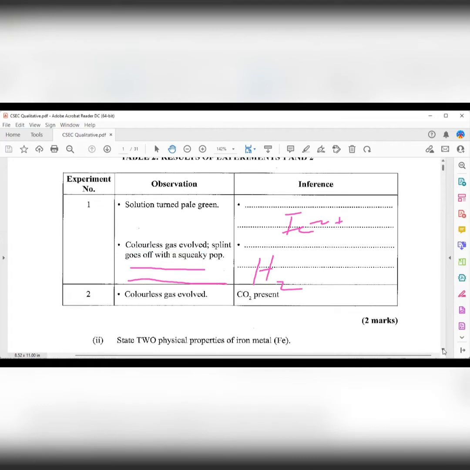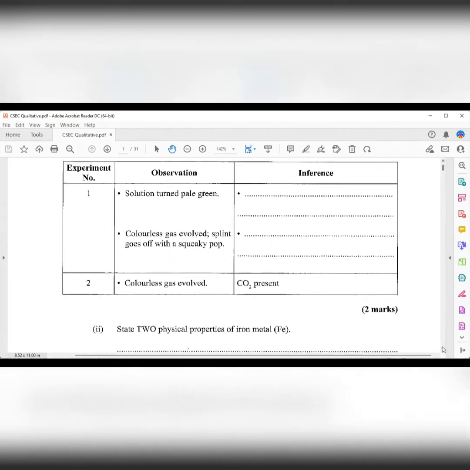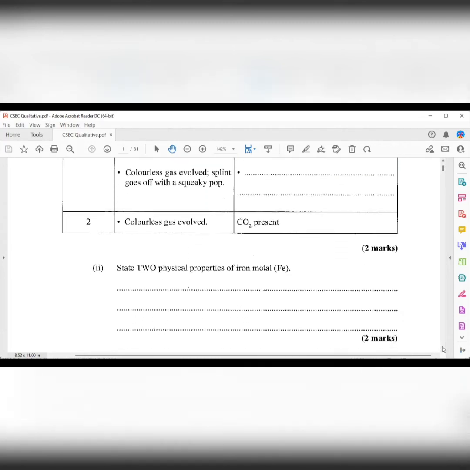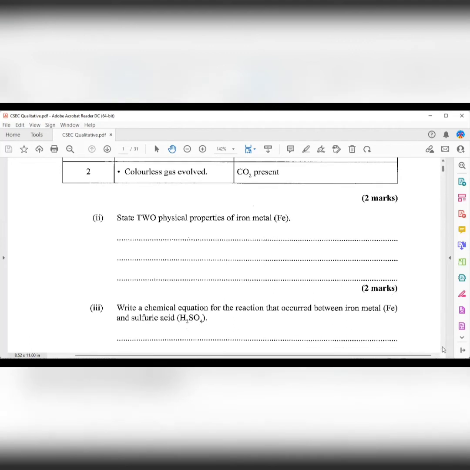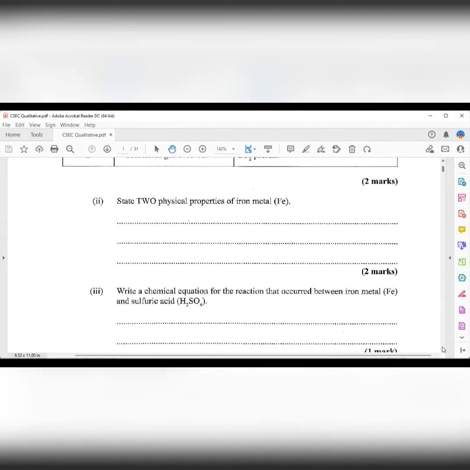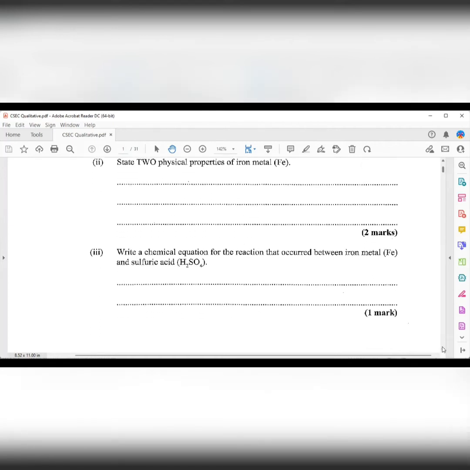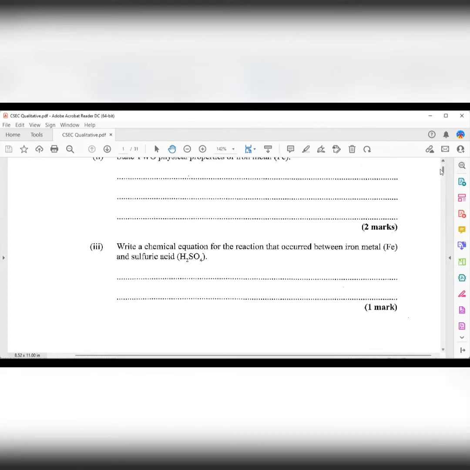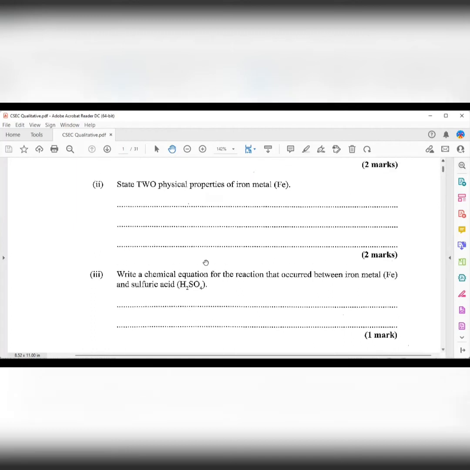All right, so all we're doing really is looking at the observations or the inference and suggesting what would have caused that to happen. Okay, so let us proceed. It says state 2 physical properties of iron metal. Of course, iron is solid. That's a physical property, and it has a high density, high melting point, high boiling point. For this one, this is not really qualitative per se. This question is more about metals and non-metals.